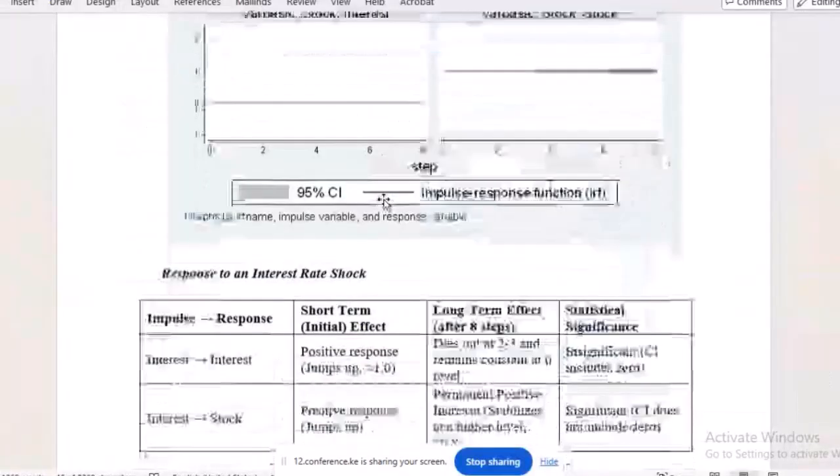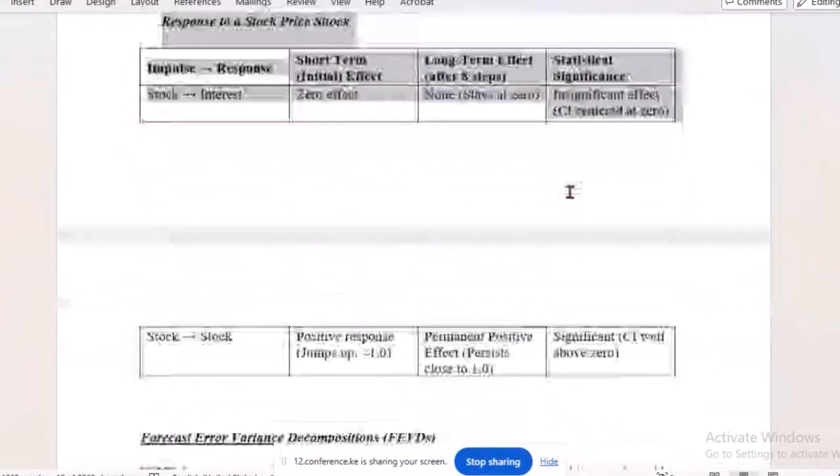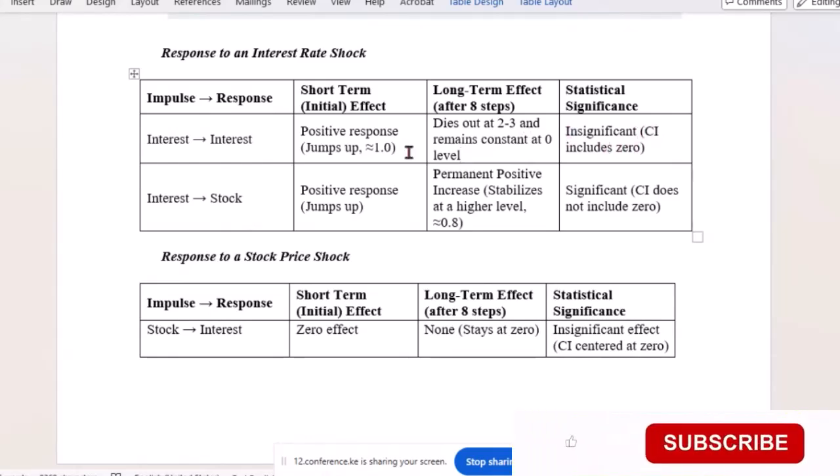And I have put that particular explanation in this table in a very simple way. If you shock interest rate, how will the interest rate behave? We have impulse and response. In the short run, we have a positive response. It jumps almost to 1, and then it dies out as we approach period 2 to 3, and then remains constant at the 0 level. And we see that it is insignificant because the confidence interval includes 0.